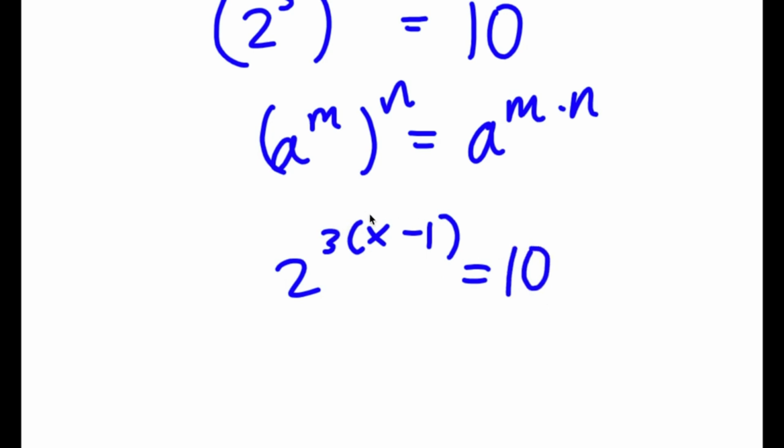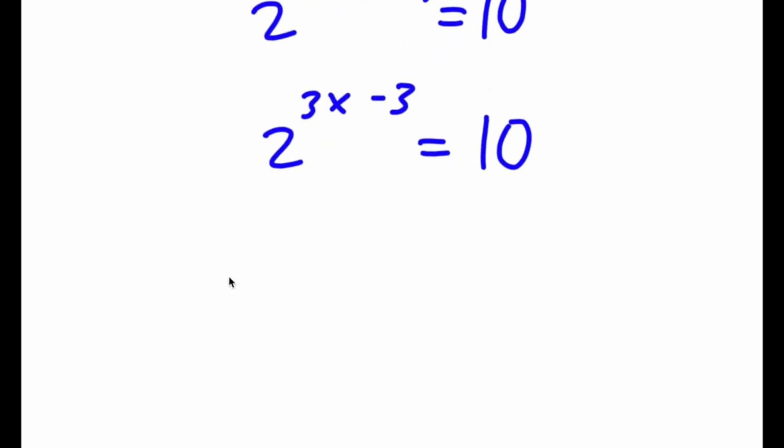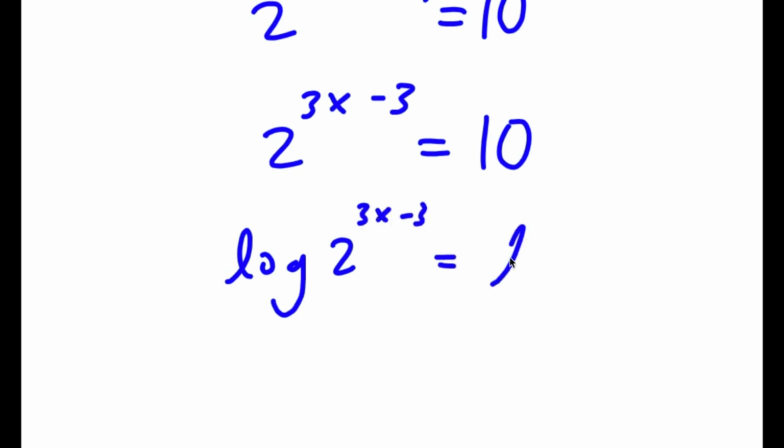And I can simply distribute the 3, so I have 3 times x plus 3 times negative 1. So 3 times x is 3x, and 3 times negative 1 is negative 3. So I have 2 to the power of 3x minus 3 is equal to 10. Now I'm going to take the log on both sides, so I'll get log of 2 to the power of 3x minus 3 is equal to log of 10.